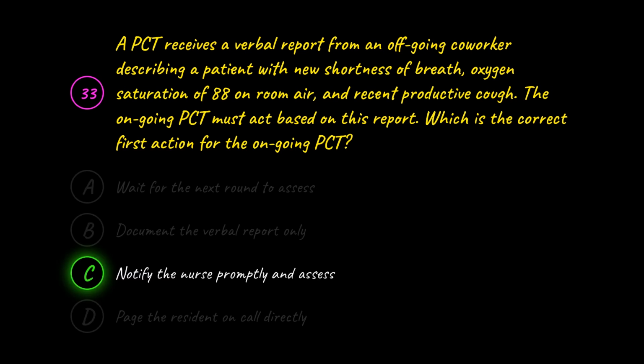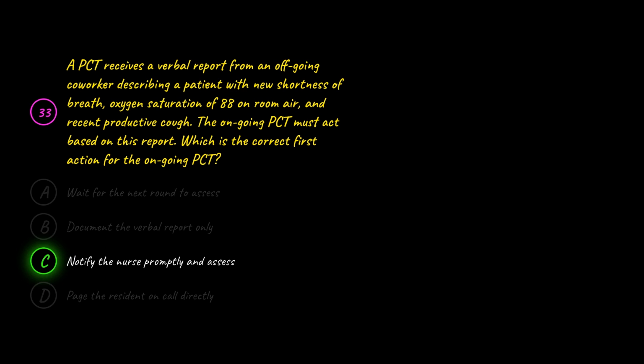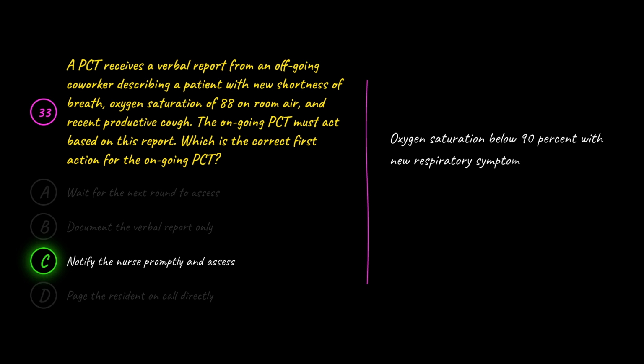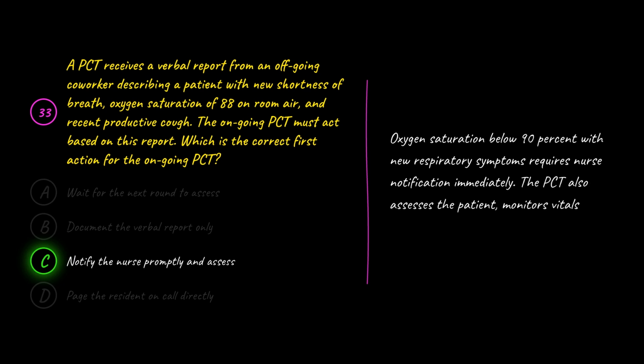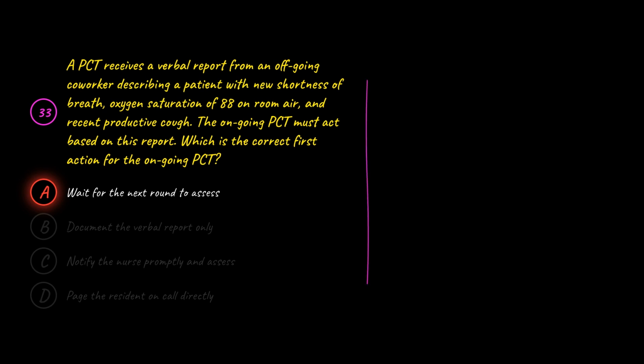The correct answer is C. Notify the nurse promptly and assess. C is correct because oxygen saturation below 90% with new respiratory symptoms requires nurse notification immediately. The PCT also assesses the patient, monitors vitals, and stays with the patient until the nurse evaluates and determines next steps. A is wrong because waiting for the next round delays evaluation of a patient already meeting reportable criteria.